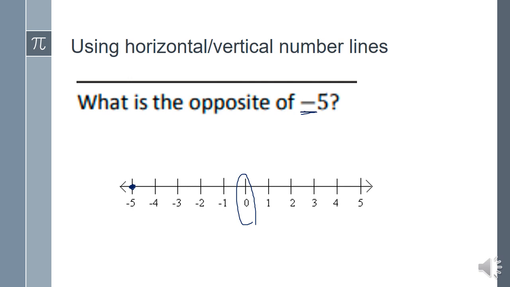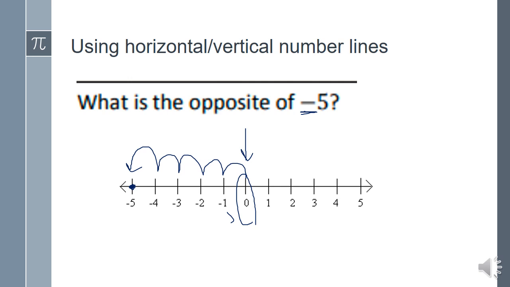Now, when we're talking about opposites, yes, we know that the opposite is 5, but just keep in mind that when we're referring to opposites, opposites would have the same distance from 0. So here is my 0, and when I'm thinking about -5, if I was to count the distance, it is 1, 2, 3, 4, 5 units to the left of 0. So that would have to mean that +5 would have to be in the opposite direction, and then 5 units to the right of 0.